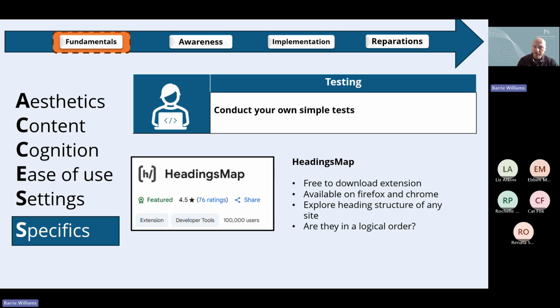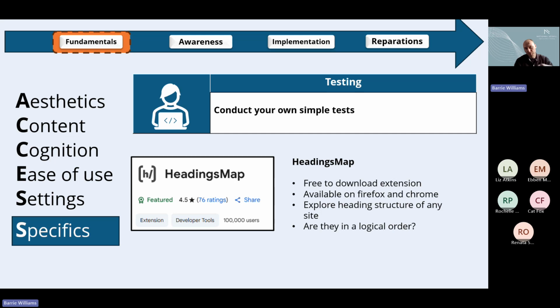Another one you might want to do is the headings map. This is a browser extension, which you can get on Firefox and Chrome. Again, they're free to download. And what this will do, on any website, is highlight where the headings are. So, going back to what I showed you about heading 1, heading 2, heading 3, it helps make sure things are in a logical order.